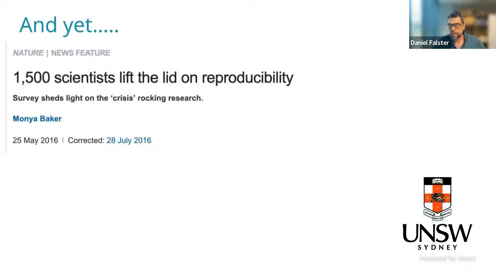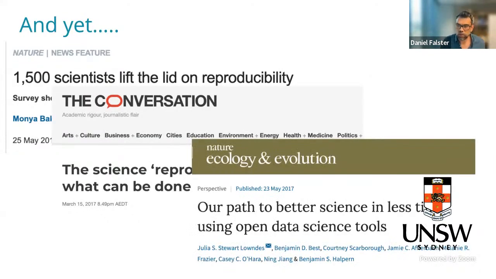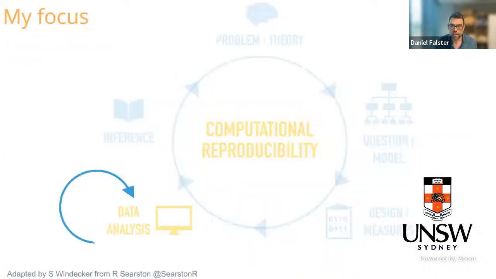And yet we're supposedly in the midst of a reproducibility crisis. There's been a number of articles in high profile outlets discussing how various elements of research aren't reproducible. Then there's been gatherings of people to look into why this is the case. Here's a couple from Nature, from The Conversation. And of course, there's a whole lot of people trying to improve the processes of science so that science is more reproducible.